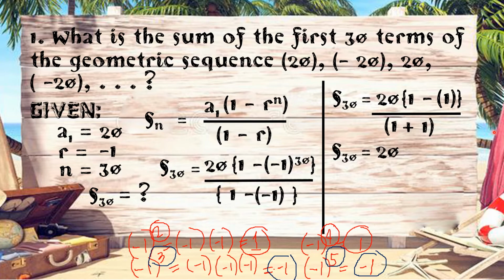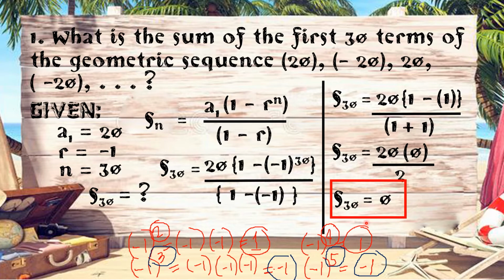Now, we have S sub 30 is equal to 20 times 1 minus 1 to the 30th, which is 0, all over 1 plus 1 is 2. S sub 30 is equal to 20 times 0 is 0, divided by 2 is still 0. So, the sum of the first 30 terms of this geometric sequence is 0.